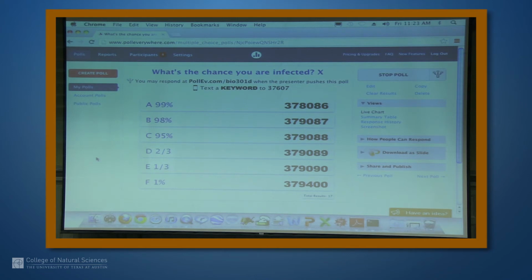So Form X first, please. If you have Form X and you're not texting in, how many are choosing A, B, C, yeah, okay, well, I'll say 1.5. D, E, F.